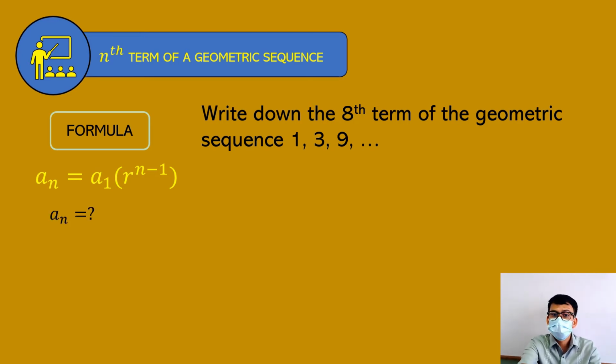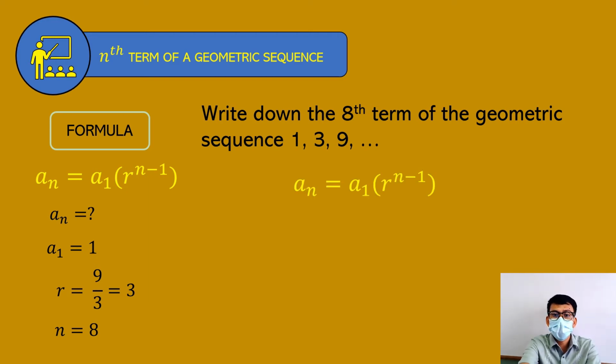Since we're going to find a sub n, that is a sub 8, which is unknown. Your a sub 1 is 1, being the first term. Your r is 3. 3 divided by 1, that's 3. 9 divided by 3, that's 3. And your n is equal to 8. Why? Because you're going to find the 8th term of the sequence. Okay? So let's try to solve.